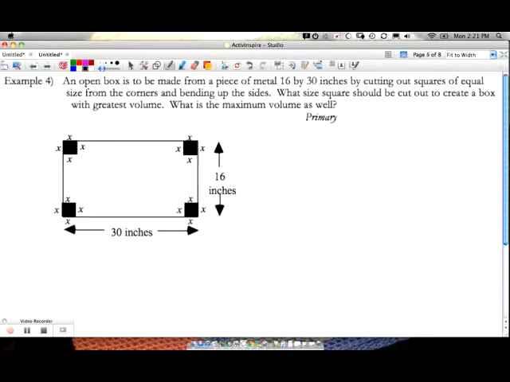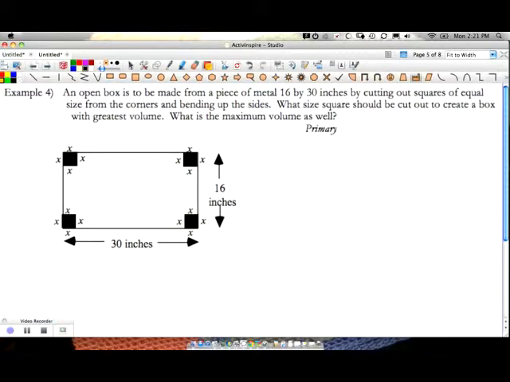Let's see what we got next. I think this is the last one for today. It is. This is the last one for this section. I'm going to do the second half of this section afterwards. So we got this open box. Now this is a classic problem that so many people struggle with. It's really not as hard as you would think.